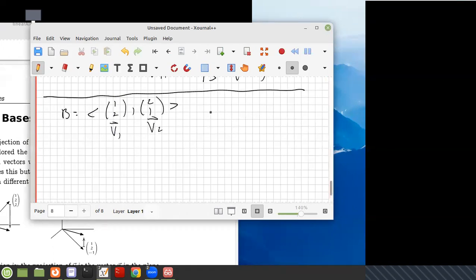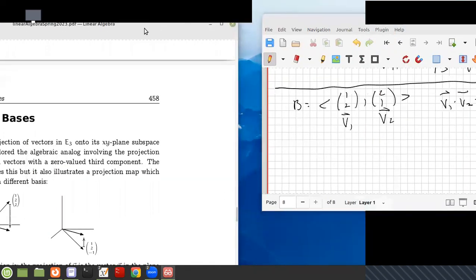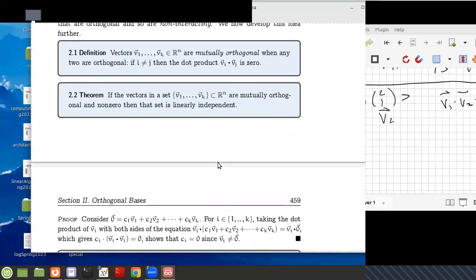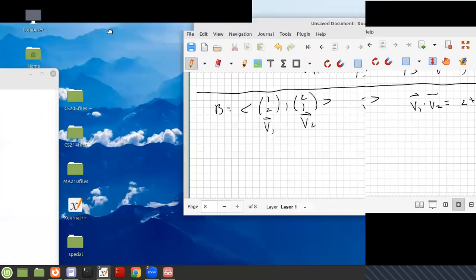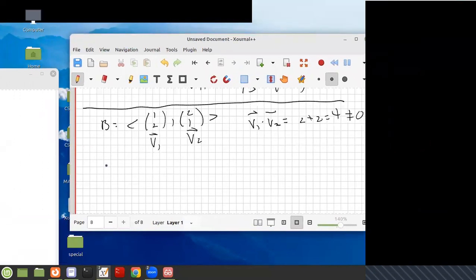Well, this is V1 and V2. And you can see that V1 dot V2 is equal to 2 plus 2, which equals 4, right? And so that's not equal to 0. So they're not perpendicular. Okay, so what we'd like to find is an orthogonal basis. Now let me use the same letters that they use here, kappas. So we're looking for an orthogonal basis of kappa 1 and kappa 2. They look like K's. If you wanted to really, you'd have to put little curvy lines there to make them look like kappas.